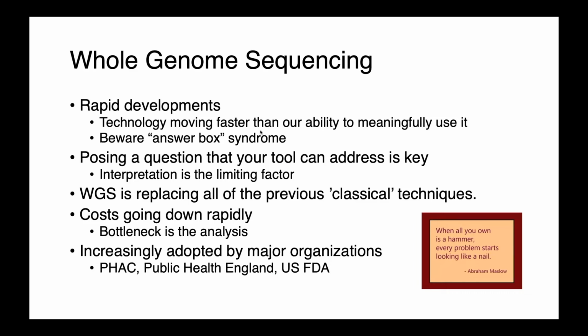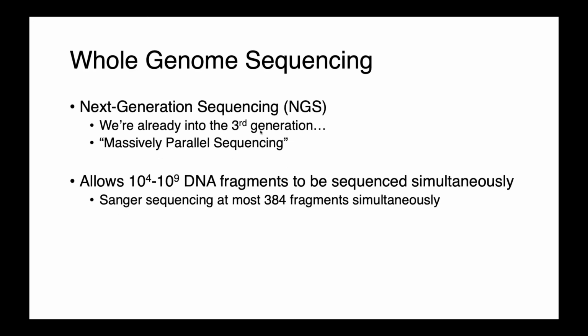The cost of whole genome sequencing is rapidly going down, and it's being increasingly adopted by major organizations like the Public Health Agency of Canada, Public Health England, the United States FDA, and it's being used widely in outbreak investigations and sort of general molecular epidemiology applications. When we're talking about whole genome sequencing, what we're really talking about is what used to be called next generation sequencing. It's not really accurate anymore. We're kind of into the 3rd generation of DNA sequencing technology. What we're really referring to is massively parallel sequencing.